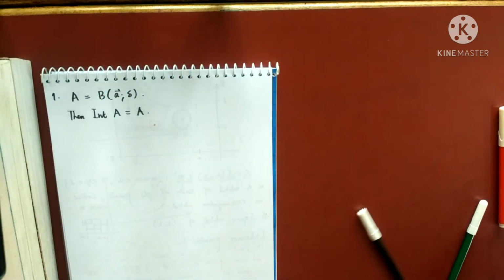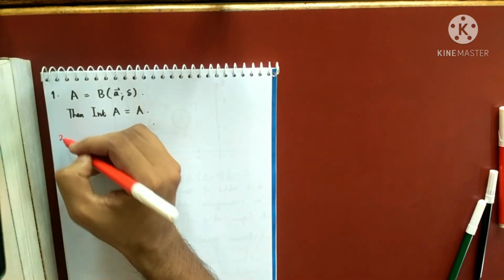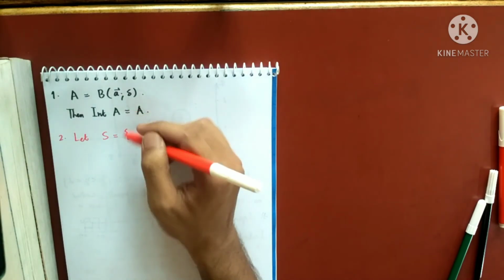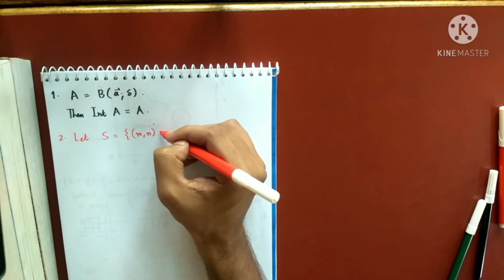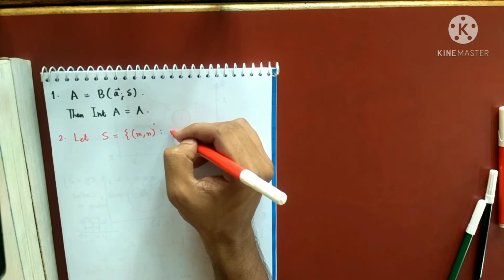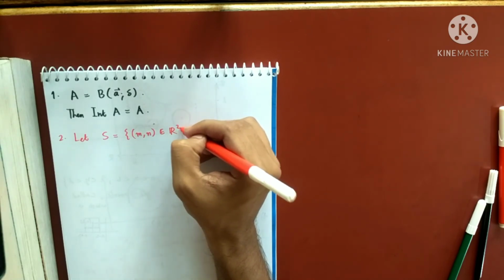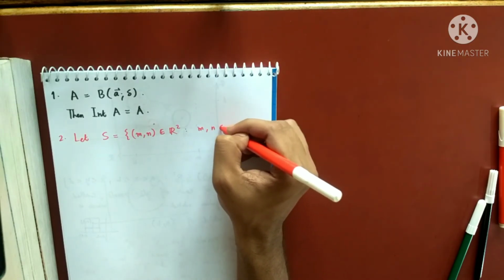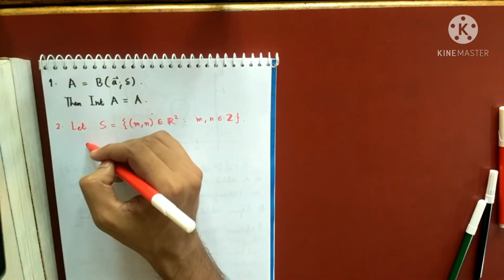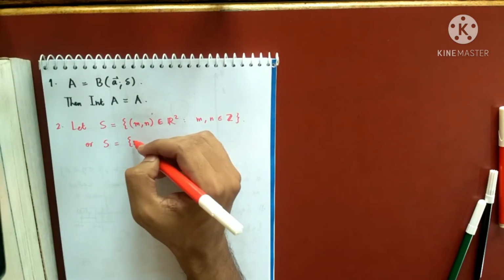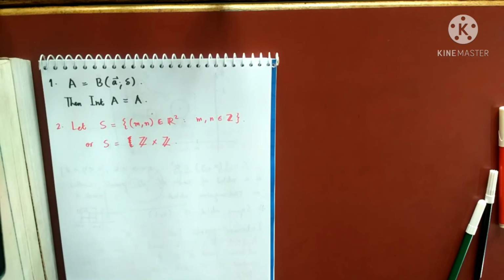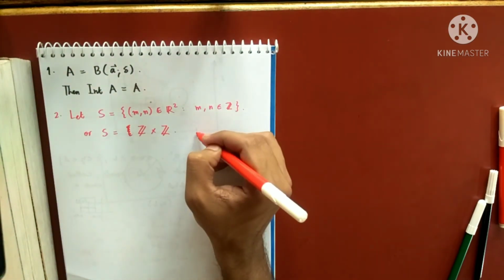Now let me give you a very nice example in R2. Let S be this collection of (m, n) such that this is a point in R2, such that m and n are both integers. So I'm talking about R2. In simple words, I can also write S like this. What is S? It is Z cross Z. That means I'm talking about this set in R2.